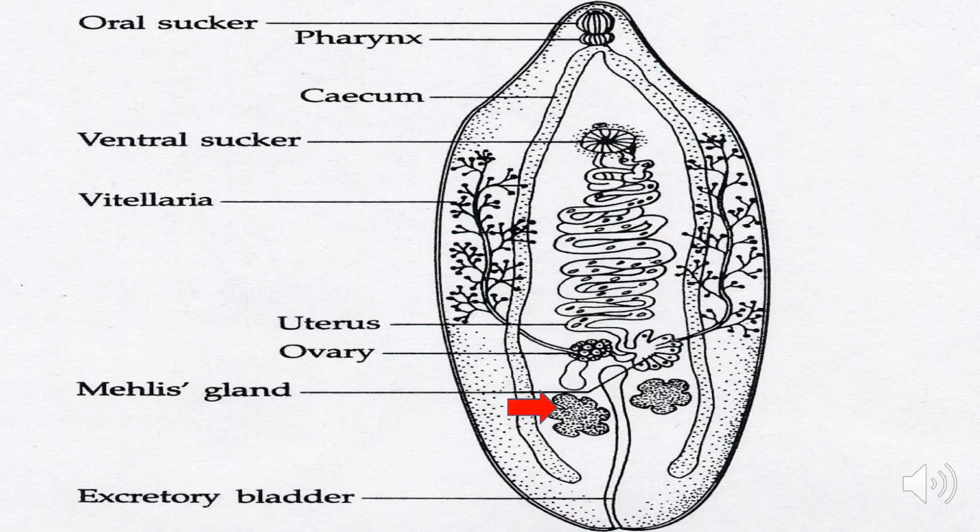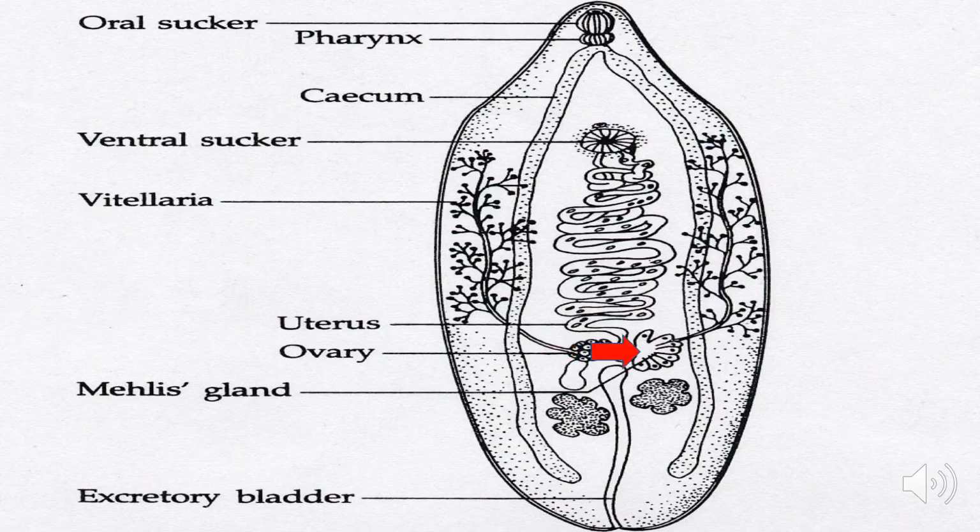This is one of the testes of the worm, and it is lobulated. This is its single round ovary. And there is that structure where the seminal receptacle will drain the sperm cell, and where the egg cell is drained by the ovary. And that structure is called the ootype.